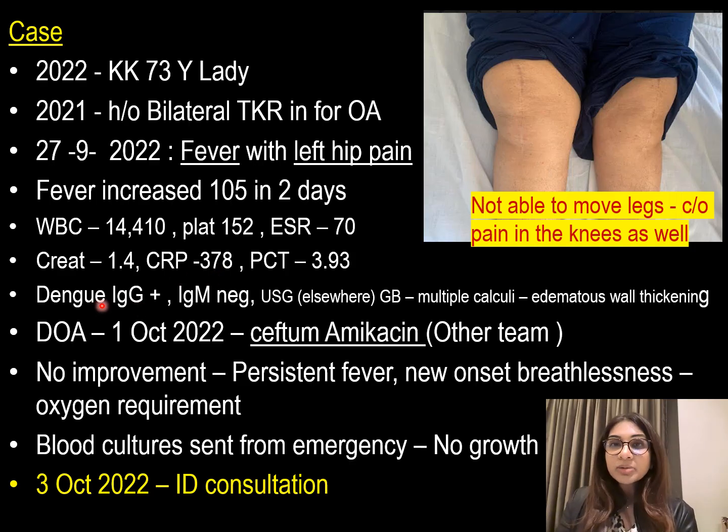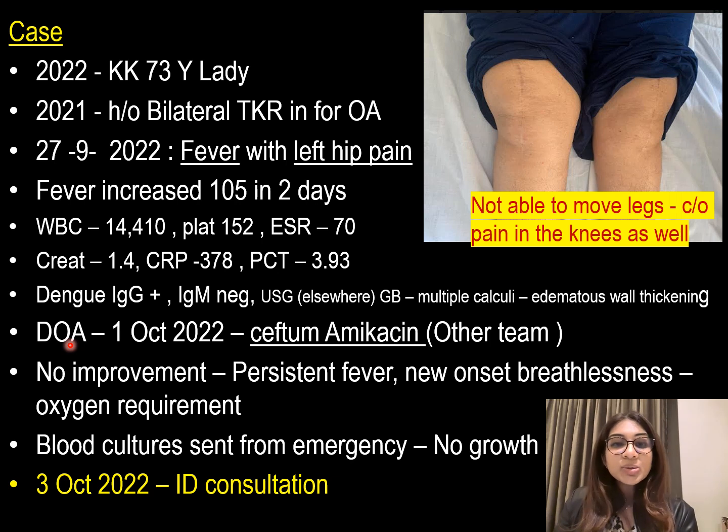As a part of workup, the serologies were also performed. The IgG was positive for dengue, IgM was negative though. The ultrasound which was done elsewhere showed that she has multiple calculi in the gallbladder and some edematous wall thickening. However, the LFT was not significantly elevated. Besides, clinically, she did not have any abdominal pain.